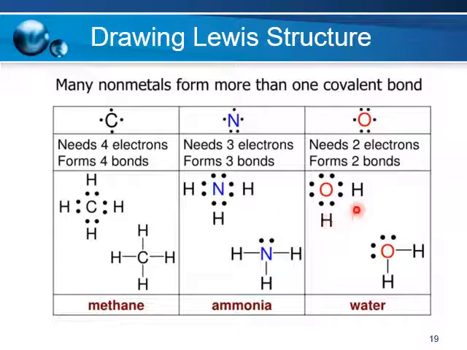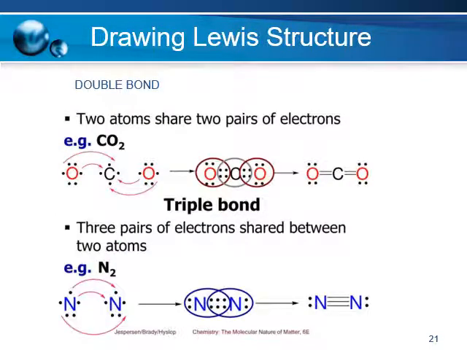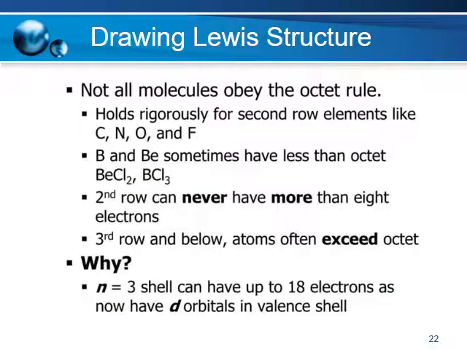Oxygen needs 2 electrons to form 2 bonds because it has 6 now. It needs 2 more to become an octet, so it can share with 2 hydrogen to become H2O. So it has 2 lone pairs. This is a single bond, and this is a double bond we have for C. Next.